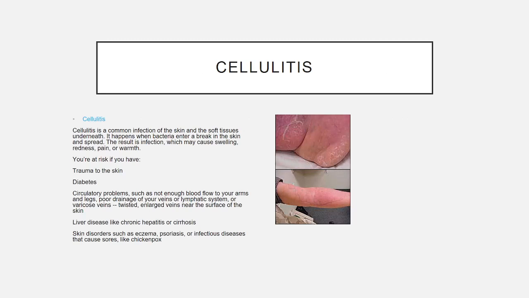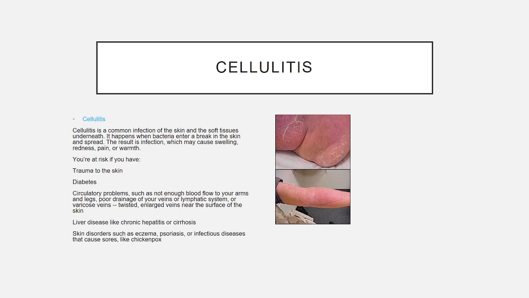Cellulitis. Cellulitis is a common infection of the skin and the soft tissues underneath. It happens when bacteria enter a break in the skin and spread. The result is infection, which may cause swelling, redness, pain, or warmth.